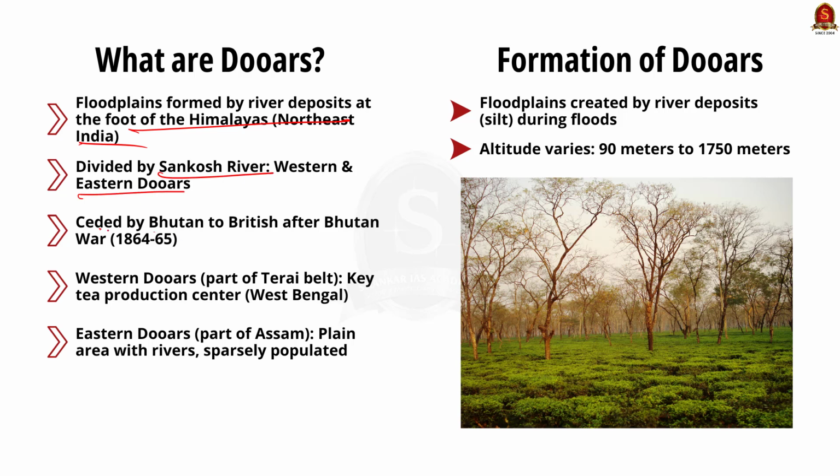Both were ceded by Bhutan to the British at the end of the Bhutan War in 1864-65. The eastern Duars are situated in western Assam. It consists of plain area intersected by numerous rivers and is only slightly populated.